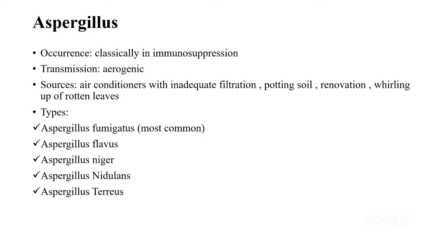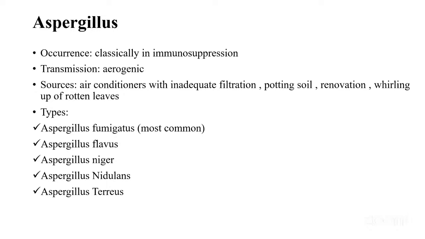Aspergillus. After Candida, Aspergillus is the most common fungus. Its occurrence is classically in immunosuppressed patients, with transmission by aerogenic inhalation of spores. No human to human transmission has been reported. Sources are air conditioning with inadequate filtration and potted soil; therefore, no potted plant should be placed in the patient's room or the wards in the hospital, due to the spread of Aspergillus. Other sources are renovation work, demolition work like construction sites, and whirling of rotten leaves.